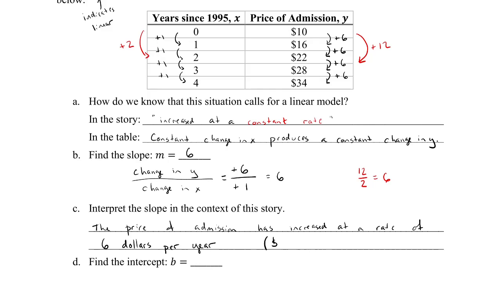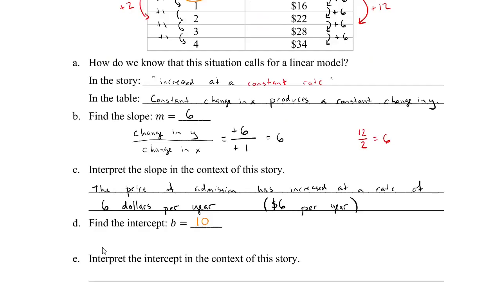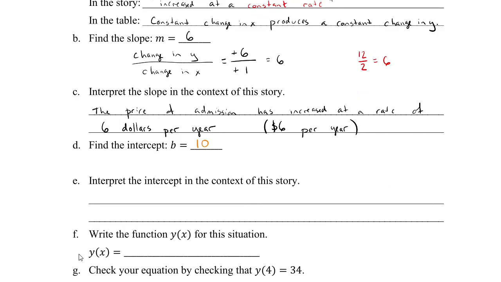We could also write $6 this way per year. Those are just different ways of writing the same thing. You can use whichever you like better. Now the intercept, that's the value of y when x is 0. So looking at the table, we find where x is 0. We see that the output that year is 10. So our intercept is 10. In the context of the story, right, the price of admission was $10.